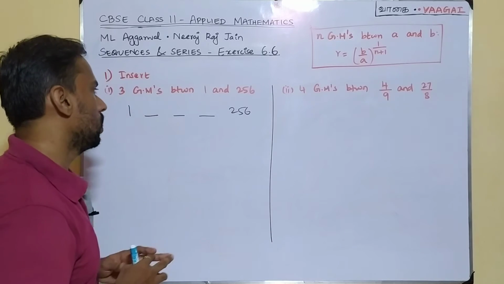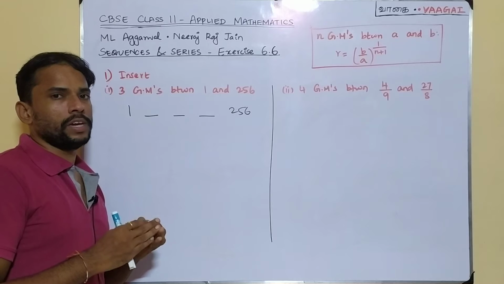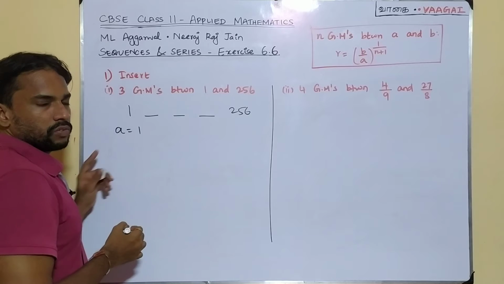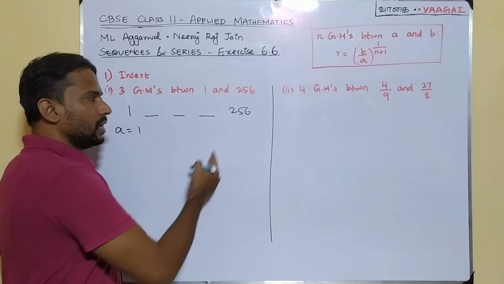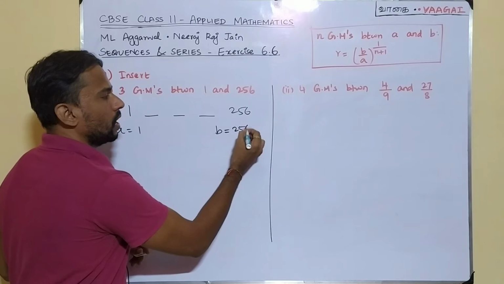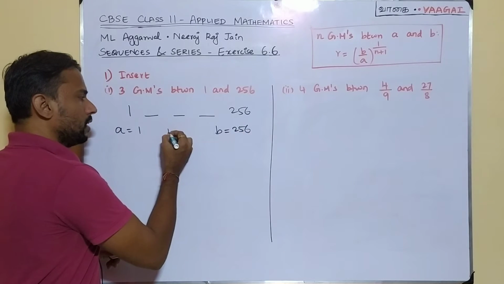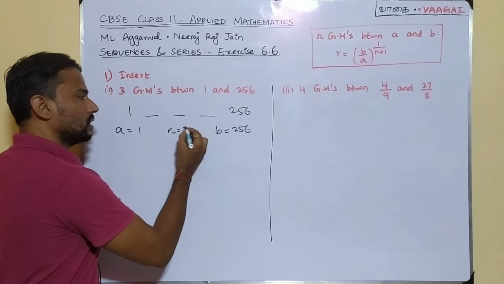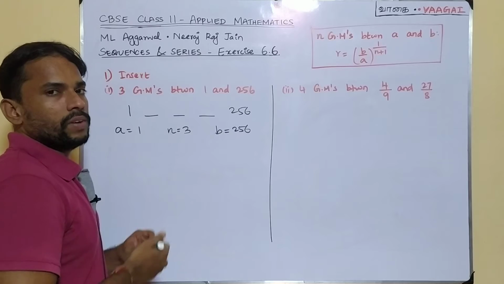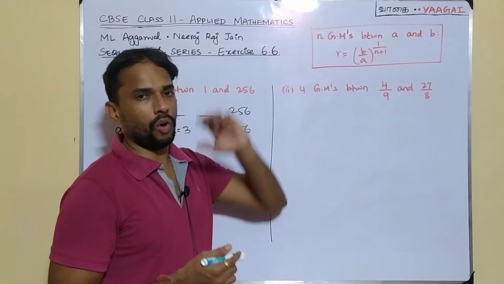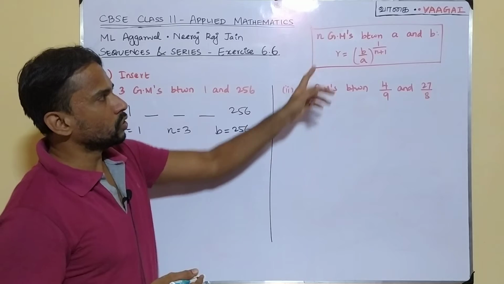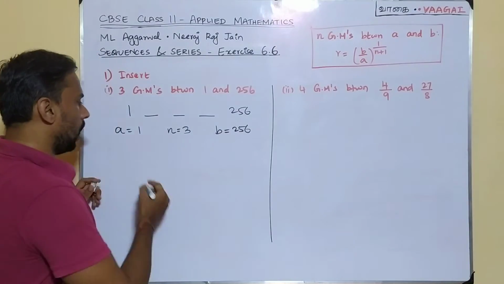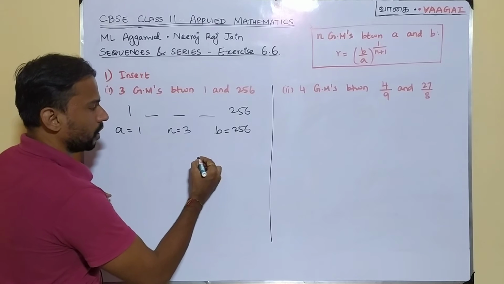Let us be sure with the values of a, b and n here. What is a? A is the first term, so it is 1, and b is the last term, so b is 256. And what about n? N is how many geometric means we are going to insert, so n is equal to 3 here. So we can use this formula to find the common ratio. If you want to insert n geometric means between a and b, what is the common ratio? Let me work it out separately. R is going to be what?